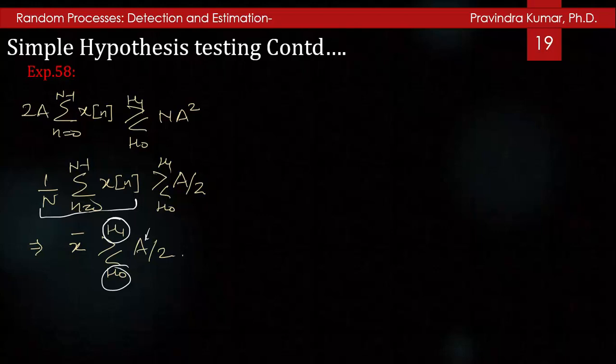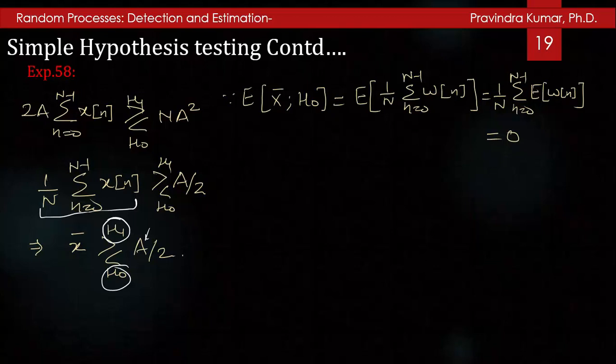So here the mean value, or expected value, of this sample mean under hypothesis H0 will be the expected value of 1 upon n, summation n=0 to n minus 1, w[n]. Because under hypothesis H0 the received signal is noise only, it is 1 by n summation n=0 to n minus 1 of the expected value of noise. And you know the noise is white Gaussian noise with mean 0 and variance sigma square, so the mean is 0 here.